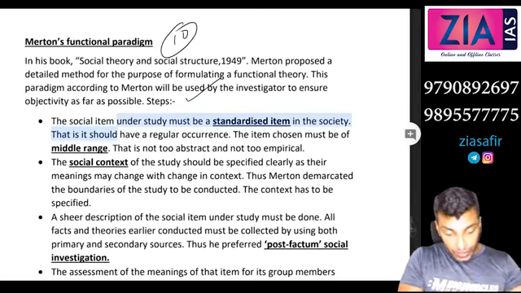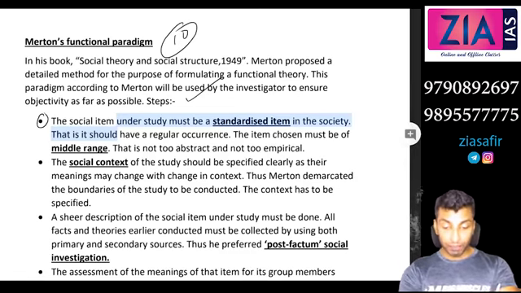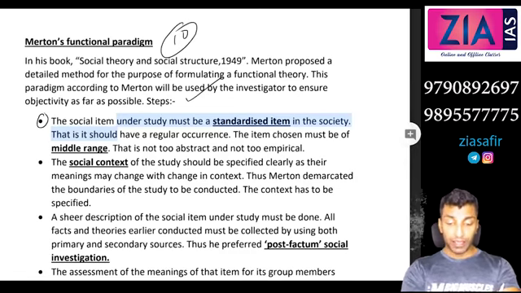Okay, the first step: the social item under study must be a standardized item. That means there should be a pattern, that is, it should have a regular occurrence. The item chosen must be of middle range, that is, it should not be too abstract and not too empirical.